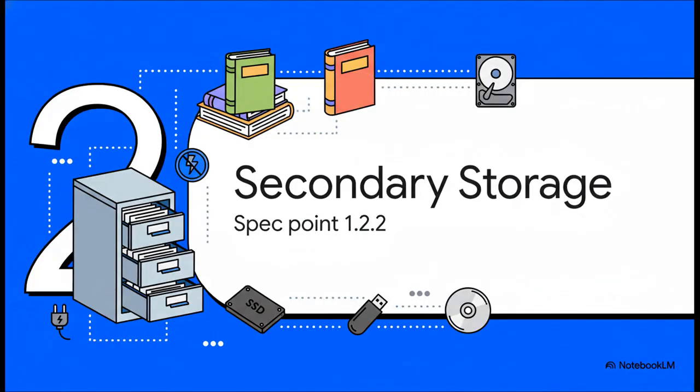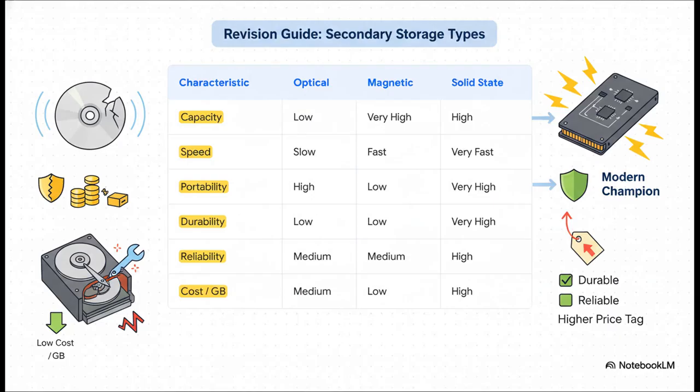All right, let's move on to secondary storage. So if primary storage is the computer's workbench, this is the massive permanent library where everything is stored safely for the long term, even with the power off. This is all about Spec Point 1.2.2. This table is pretty much your cheat sheet for the three types of secondary storage. You've got to know how they stack up against each other.